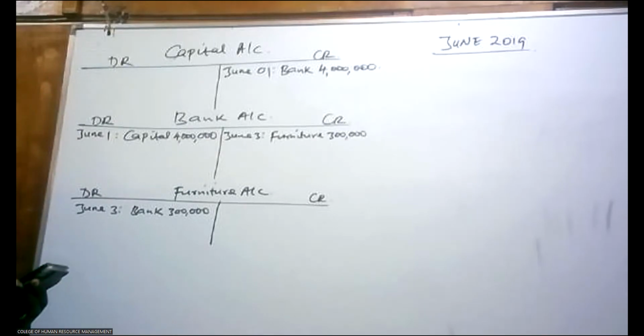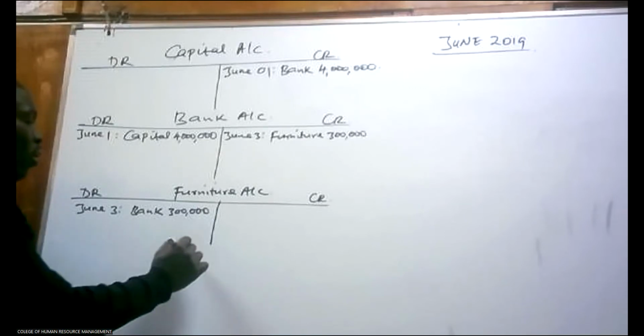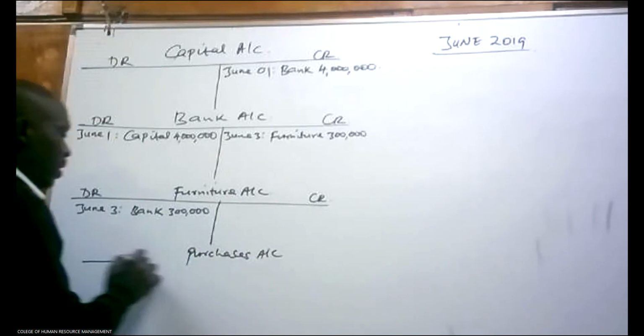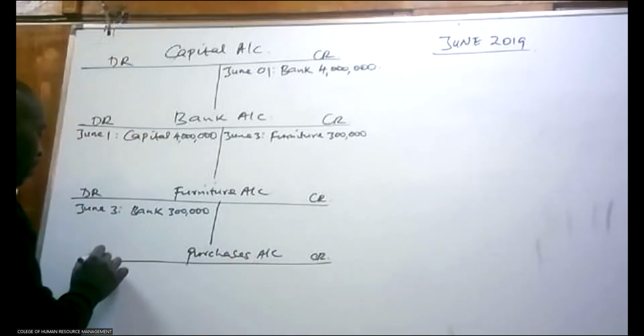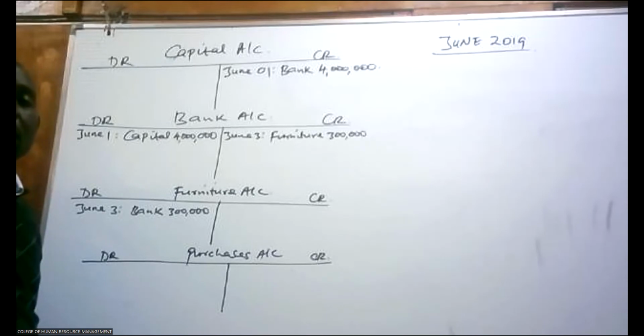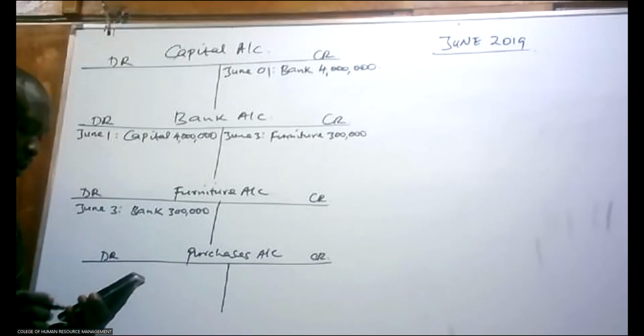On 6th, bought stock. Remember, stock and furniture, they are not of the same category. Stock is goods. Goods are those items that we are buying for sale. Anything that we buy for sale, that is bought goods or bought stock, it is supposed to be recorded in an account called purchases. Anytime goods are bought, we record them in the purchases account. The purchases is normally debited when goods are acquired.